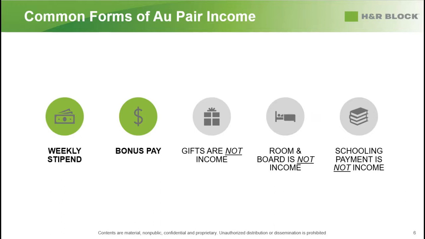So for instance, if you provided au pair services for 21 weeks in 2019 and are paid the typical stipend amount, you would have earned $4,111 by the end of the year. You would also need to add any bonus pay your host family pays you to this amount to figure your reportable income. Items that are not considered income and do not need to be claimed on your tax return include your room and board, schooling payments, and any gifts you may receive from your host family.